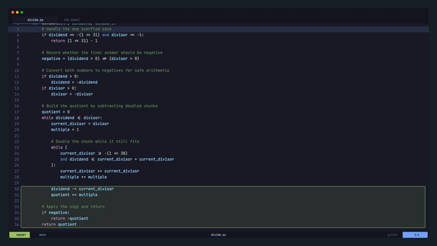And that's the pattern. When repeated subtraction drags, start grouping the work into doubled chunks.